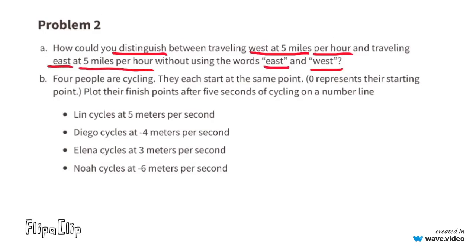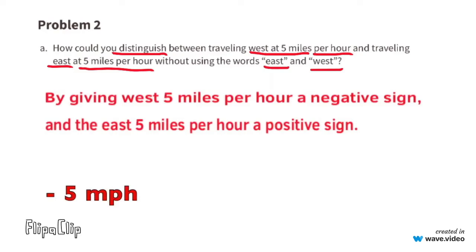Problem number 2. A. How could you distinguish between traveling west at 5 miles per hour and traveling east at 5 miles per hour without using the words east and west? By giving west 5 miles per hour a negative sign and the east 5 miles per hour a positive sign.